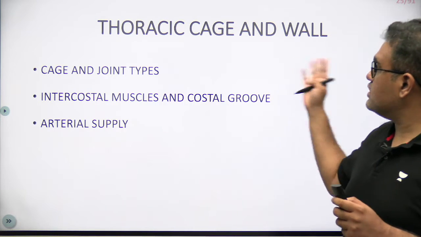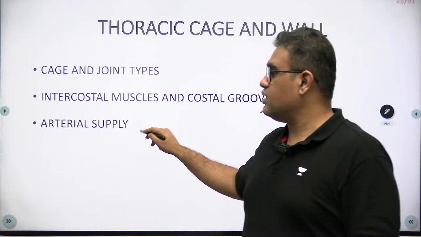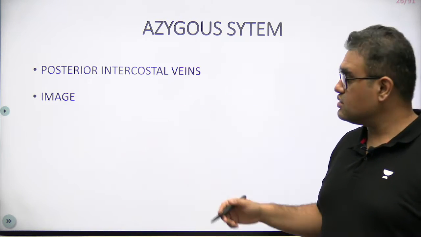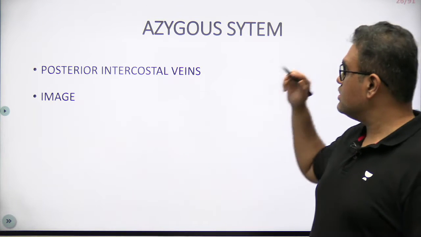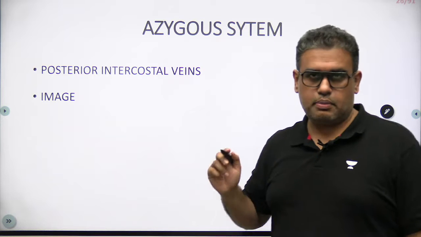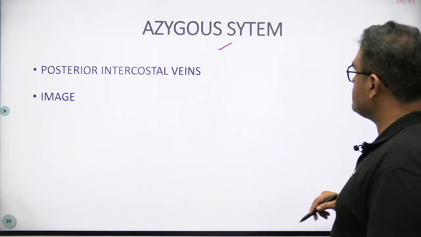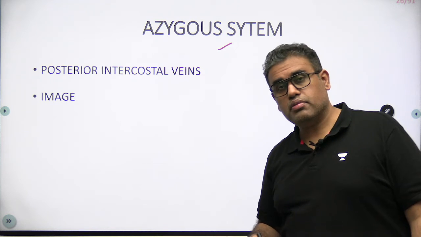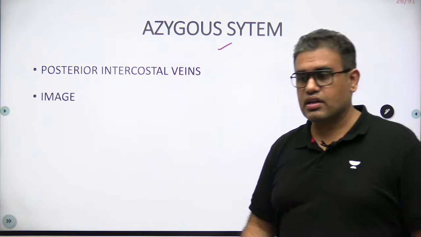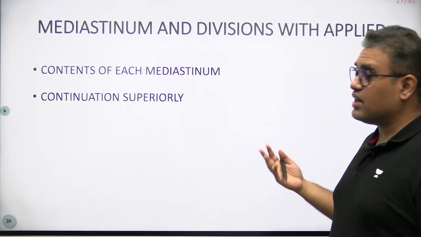In the thoracic cage and wall, you should know intercostal muscles, costal groove, and arterial supply should be clear. Arterial supply, both anterior and posterior intercostal arteries. Same as we talk of posterior intercostal artery, come to posterior intercostal veins. Now in the posterior intercostal veins, it is the azygos vein which is the main feature over here. How it is formed and what are the different veins which will combine to form the azygos vein is what is asked. Next we come to the mediastinum and divisions.